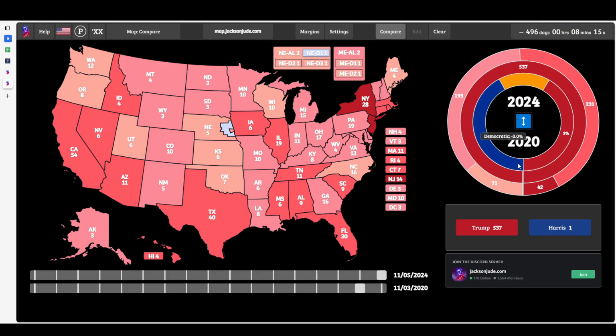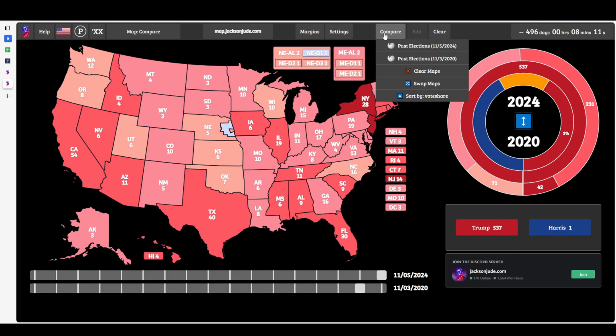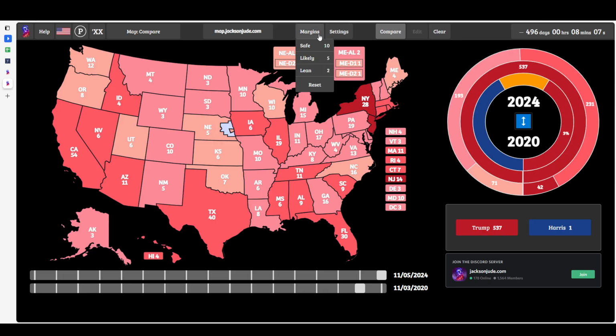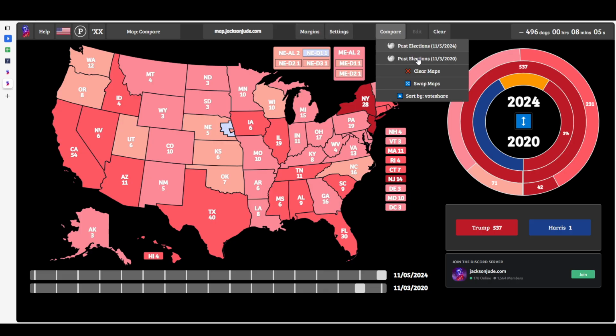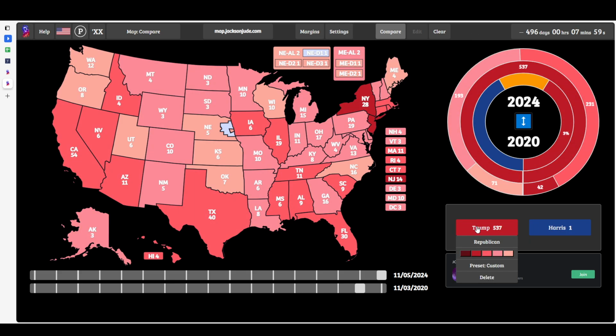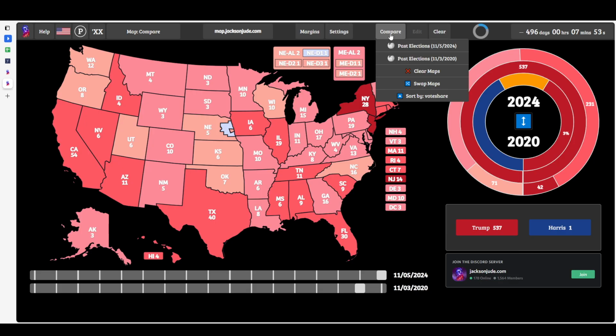So the nation as a whole moved to the right, as you can see, by 5.9%. So what you would do, if I remember how to do this correctly, apparently I do not. All right, so at some point I had it where I shifted it to the right. There's no edit mode for some reason.